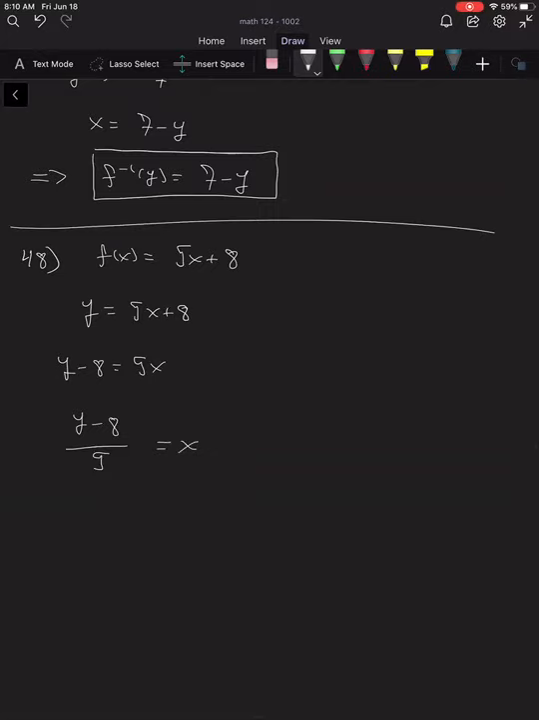And again, x means the same thing as f inverse of y. x is equal to f inverse of y. So all we do is replace this x with f inverse of y. So we have f inverse of y is equal to y minus 8 all over 5.